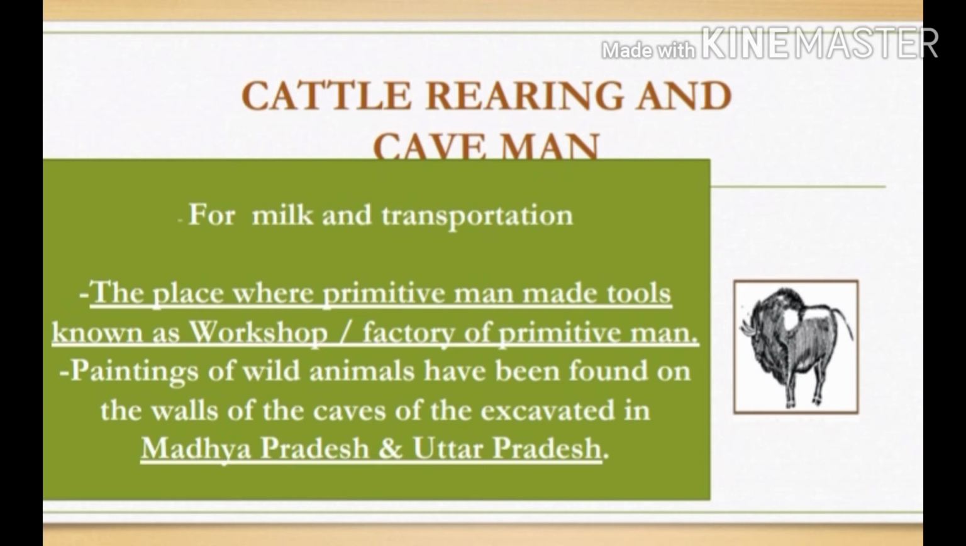Most important question, what do you mean by workshop or factory of primitive man? Then you have to write it down. The places from where big pieces of stones have been found is called workshop or factory of primitive man. Clear? Okay. Look at the image number 4.5. It's given.